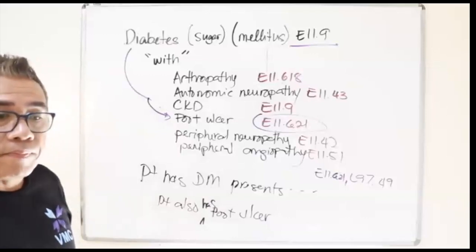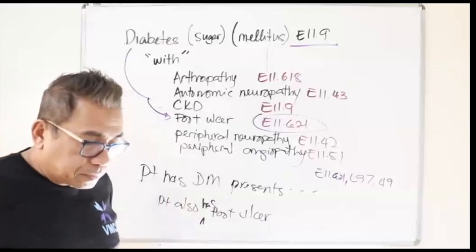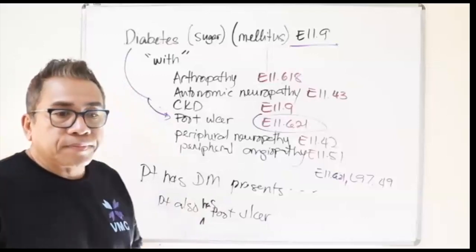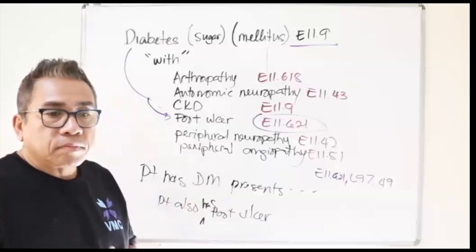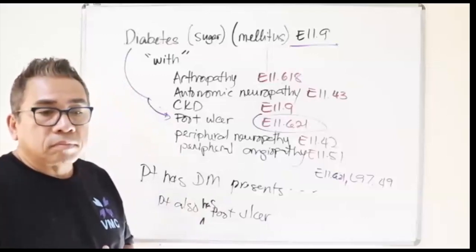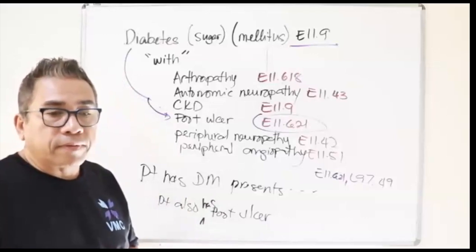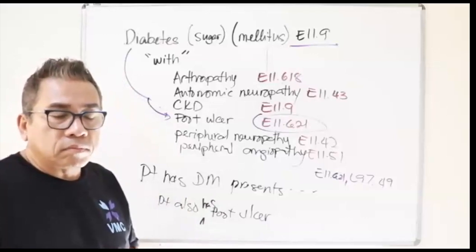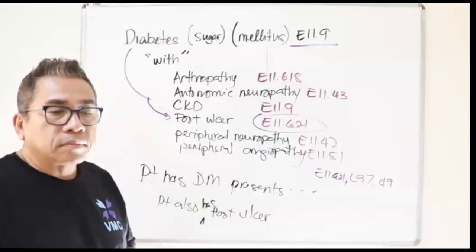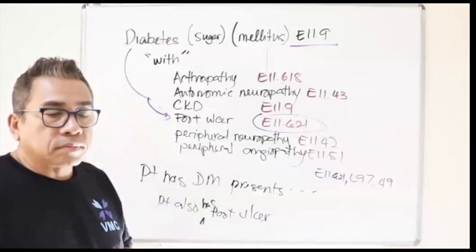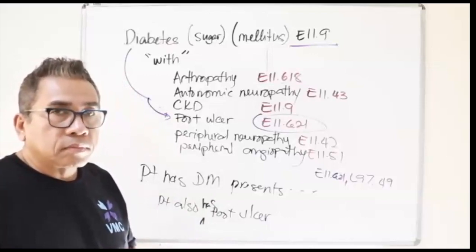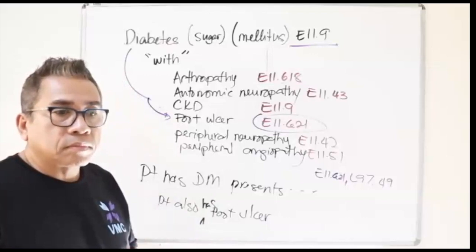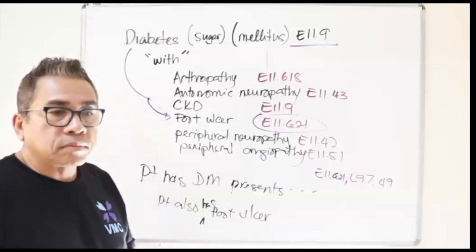What you mentioned earlier, if the coder doesn't know, usually they would separate the coding for diabetes and then for the foot ulcer. But my question is, as a coder who doesn't have a medical background, how can we really know that these are interlinked, especially when the doctor didn't say "with"?